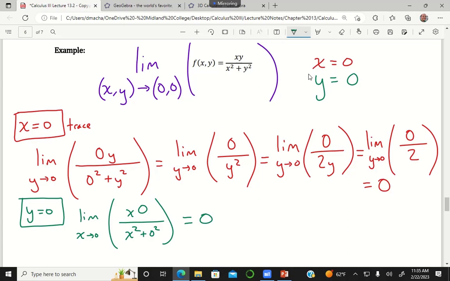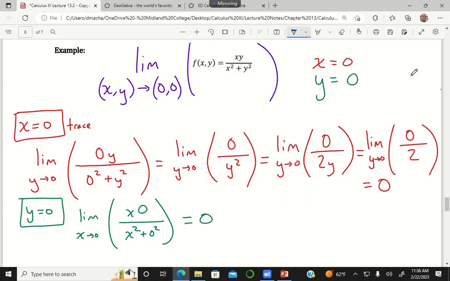So we're starting to think, yeah, we've got a little bit of evidence that the limit as we approach the origin of the surface is 0, right? That's 2 traces now where the limit was 0. That's some evidence that we're collecting.